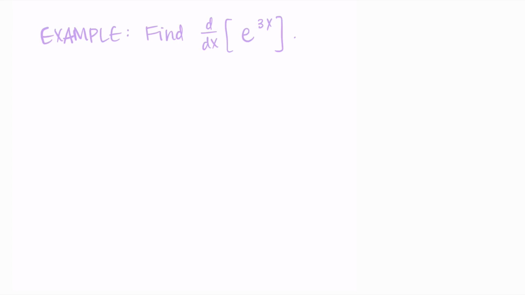So this isn't just a standard derivative that I know. I know the derivative of e to the x, but I don't know the derivative of e to the 3x yet. So this is a composition, and I'm going to need to use chain rule in order to take its derivative. So before we jump in, why don't you try and see if you can determine which function is the inside function and which function is the outside function.